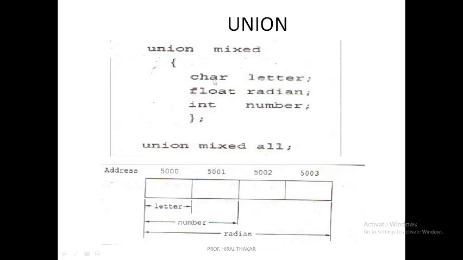When it wants to store a character, it will use 1 byte. When it wants to store an integer, a number, it will use 2 bytes. When it wants to store a letter, it will use 1 byte. When it wants to store radian, radian is float, so it will use all 4 bytes. This is the basic mechanism of union.